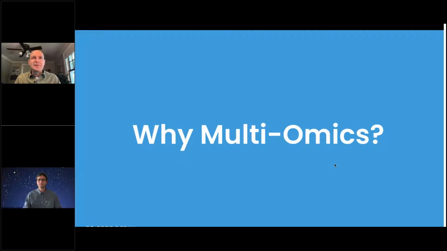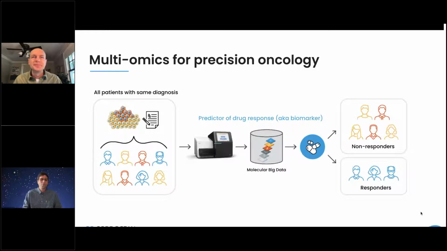So, Benjamin, we see and we hear a lot about multi-omics. People are talking about it quite a lot. What exactly is multi-omics and why is that important? Thank you, Simon. Multi-omics is definitely a hot topic, especially in cancer research. And here we'll use the concept, the framework of precision oncology to showcase the power of multi-omics. And so the idea is the following.